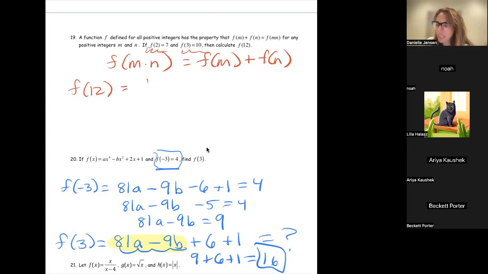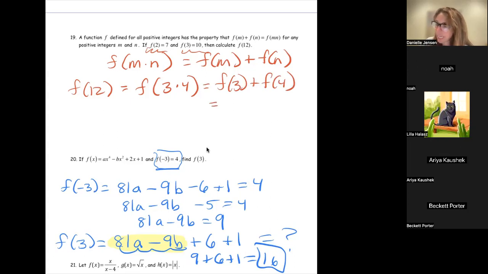3 and 4. So this is f of 3 times 4, which is equal to 12. According to my definition of my new function, this is f of 3 plus f of 4. The good news is I know what f of 3 is. What's f of 3?